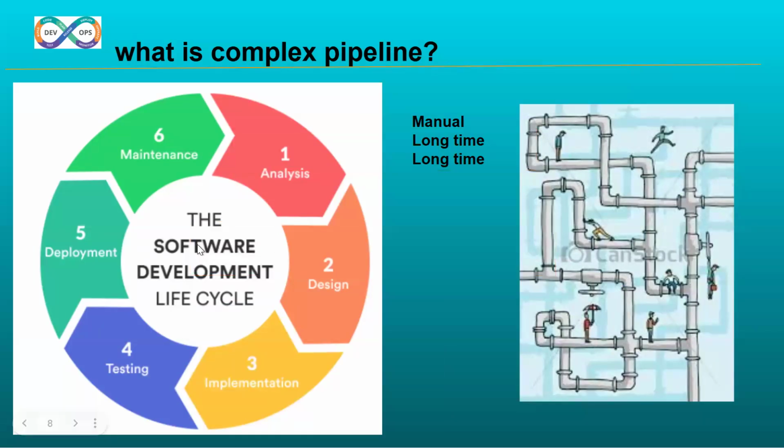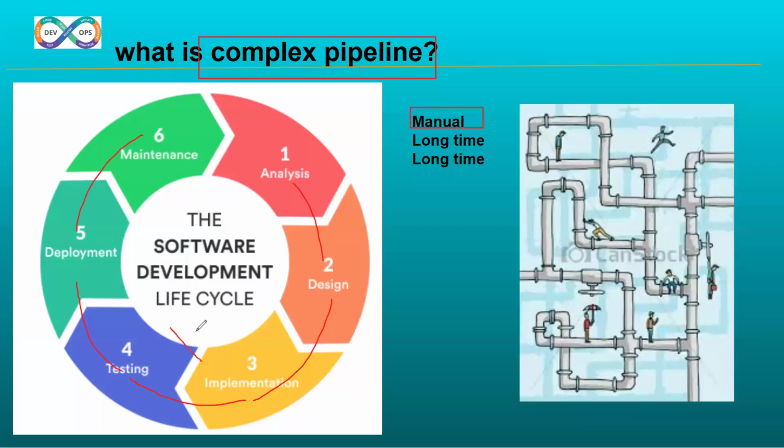What is SDLC? SDLC is the software development lifecycle. It is a complex pipeline. Sir, why are we calling SDLC a complex pipeline? Because it is a manual process. The manual process goes from analysis to design, design to implementation, implementation to testing, testing to deploy, deploy to maintenance. It is all manual.